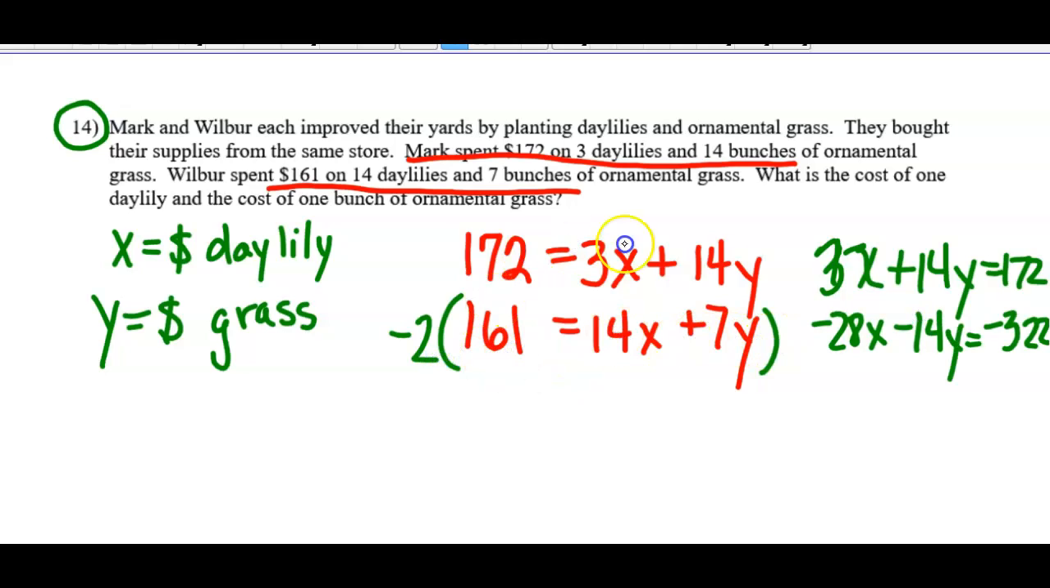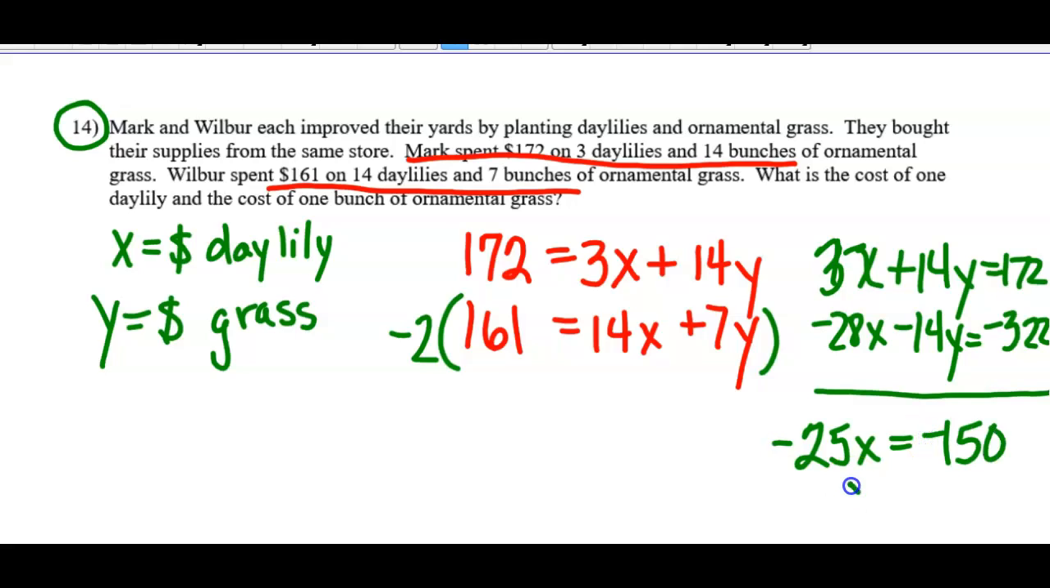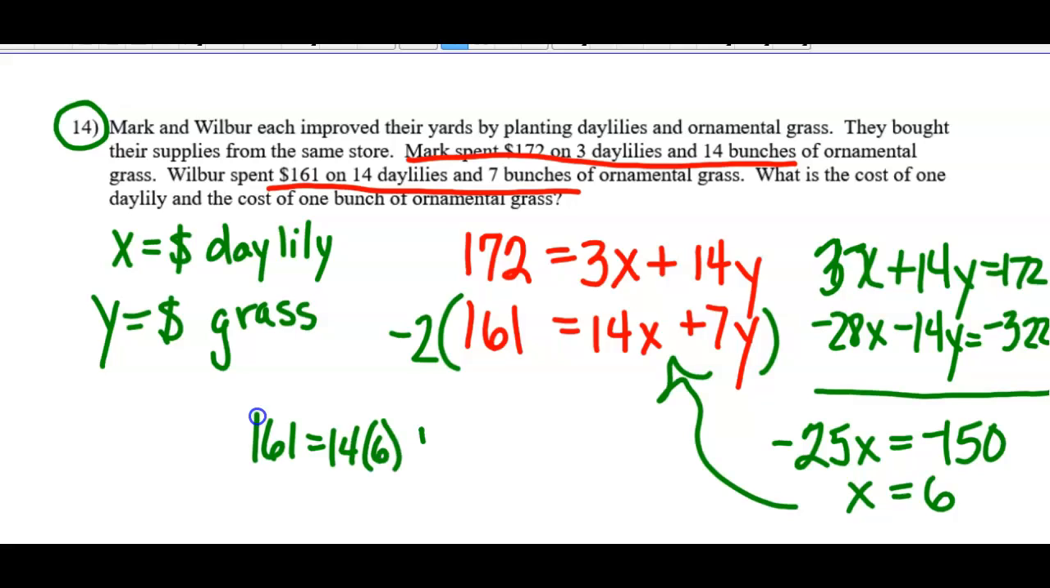Okay, sorry if that was confusing. I just rearranged them in XYZ order as I went. Then if I add, I get negative 25x equals negative 150. So x equals 6. I hope I'm doing this right. I am checking my answers here. Yep. All right, and then if I plug that back in somewhere, it doesn't matter. If I plug it back in this bottom one, I'd have 161 equals 14 times 6 plus 7y.